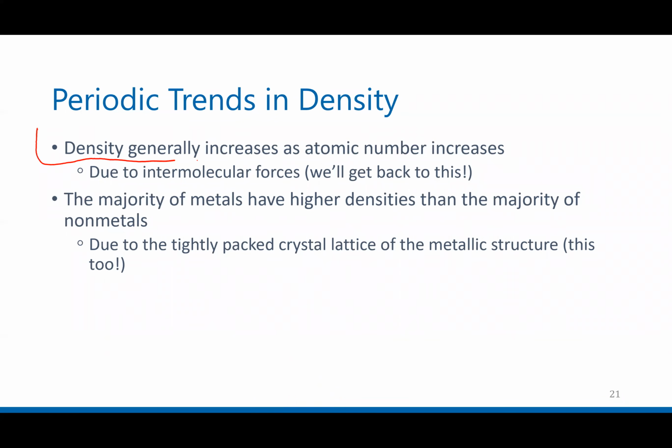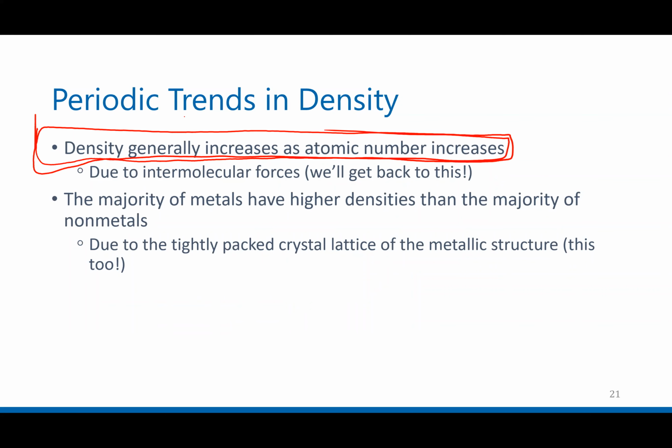And guys, this is the trend that I want you to know. This is it right here. That's all you need to know on top. Density generally increases as the atomic number increases. So as we increase protons and protons and protons, the atoms are getting larger and larger. Now, density is not related to size, for example. I'm just saying that when we increase the number of protons, we increase the density. And this has to do with intermolecular forces. We'll do this in unit 3. Okay, we'll come back to that later.